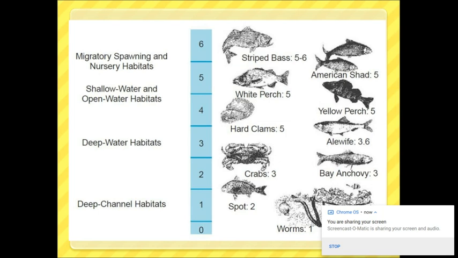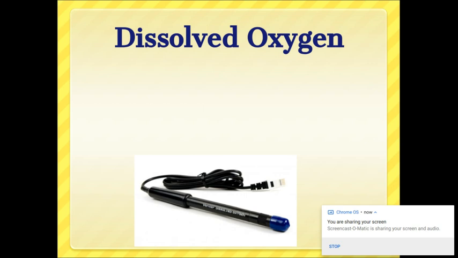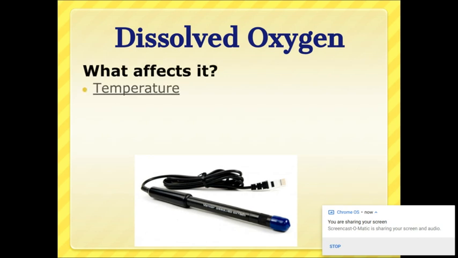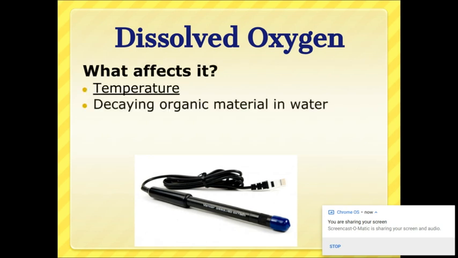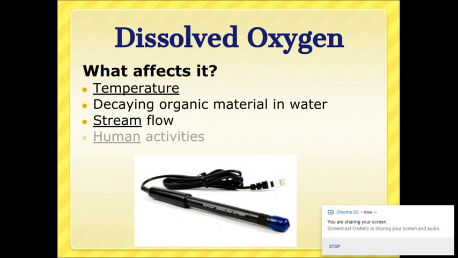Now, what's going to make the dissolved oxygen higher or lower in certain areas? Well, there's 4 main things that can affect it. The very first is the temperature. Second, decaying organic material in the water. Third is the stream flow. And lastly is human activities.